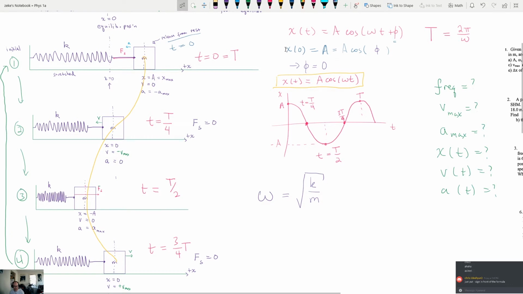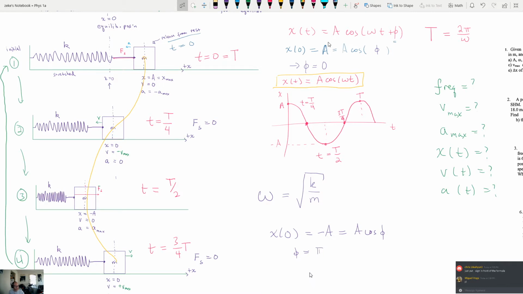Yep, so here, if this was our initial position, then x of 0 would be what? It would be negative A, right? If this is our initial position, the x at time equals 0 would be negative A, right? So then this is what it would look like. We'd write x of 0 would be equal to negative A, which should be equal to A cosine phi. So then what would phi need to be equal to? Pi. Yep.